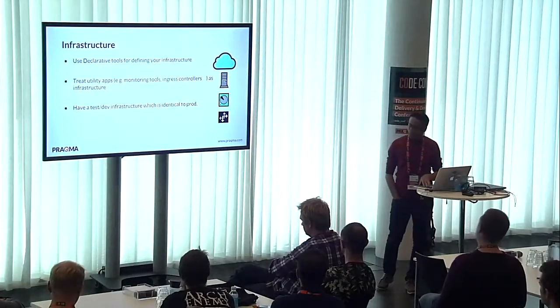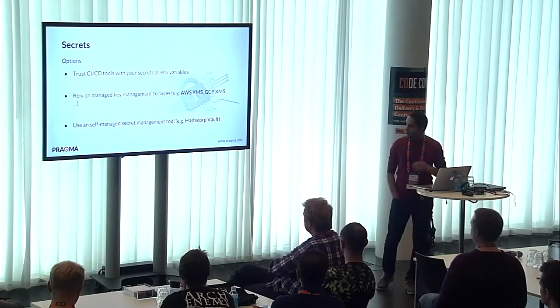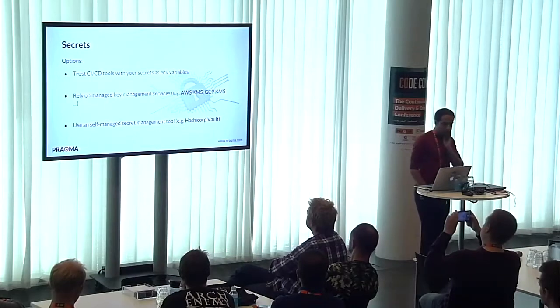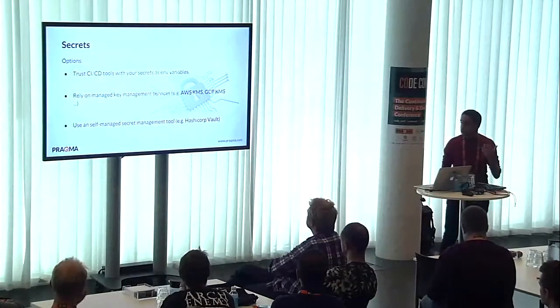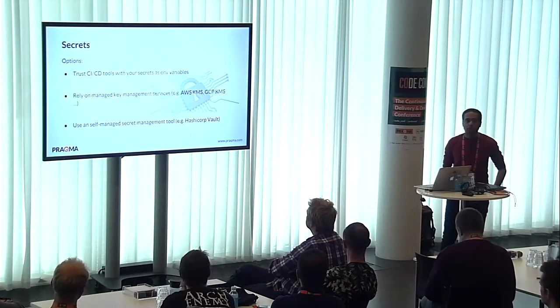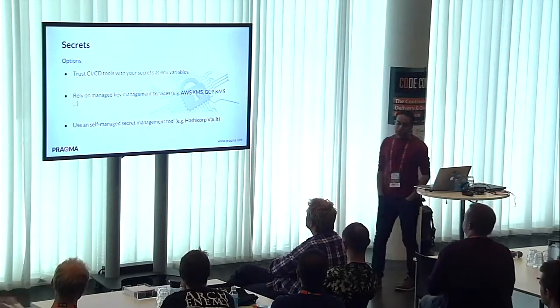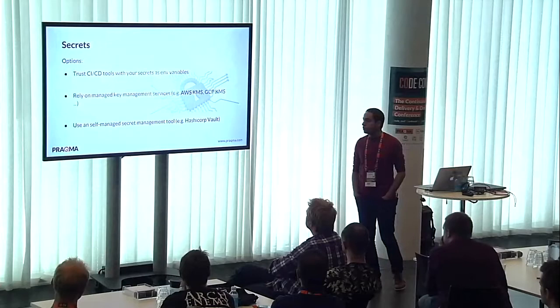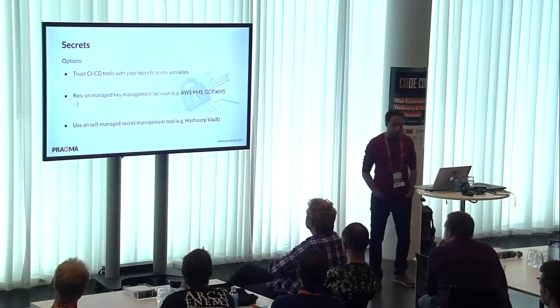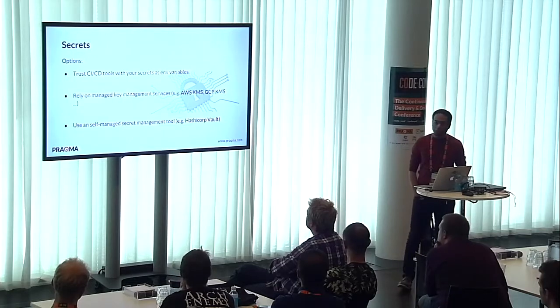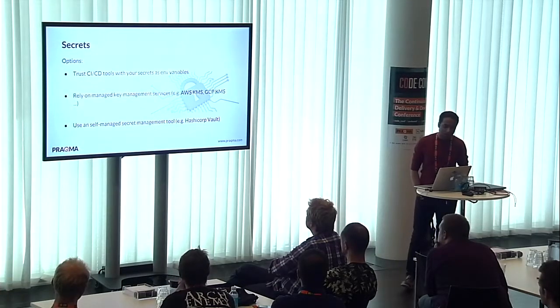Another important thing to consider is secrets. How do we handle secrets? Secrets is one of the old problems, and it will continue to be one of the problems that we face. And there are different options that you have when you are doing continuous delivery about handling secrets. First of all, you can trust your CI/CD automation server, whatever that is, with your secrets, and then pass them to your jobs or builds as environment variables.